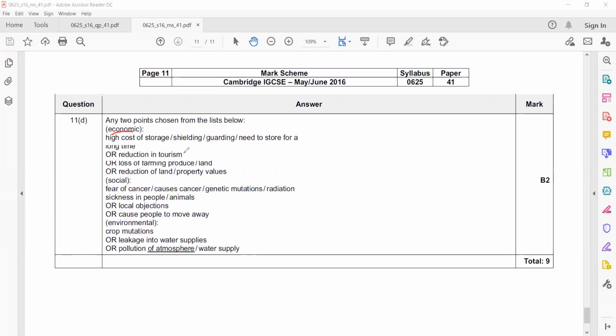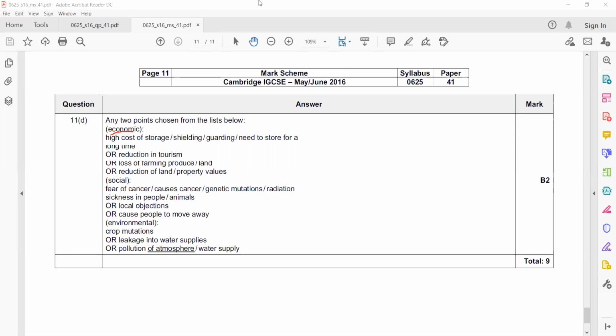The social effect: the fear of cancer is there, and it can cause people to move away. The environmental effect: mutation, crop mutations, and it may enter a leakage, enter a pollution of atmosphere or water supply. Here, pollution of atmosphere, because radiation can ionize the air. In that sense, it is mentioned pollution of atmosphere.